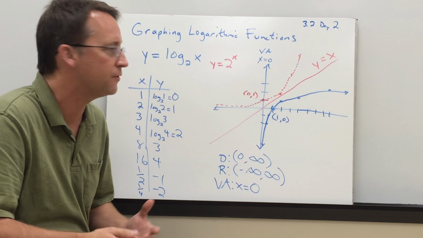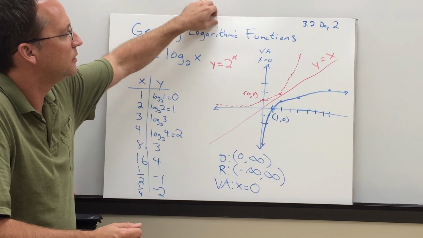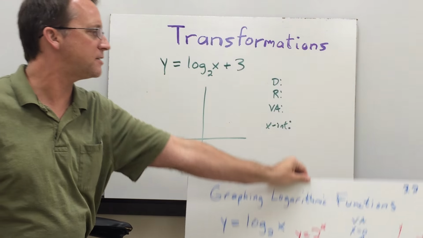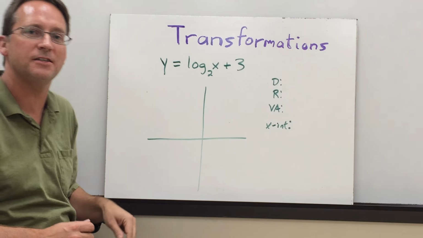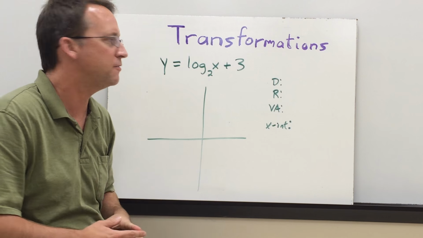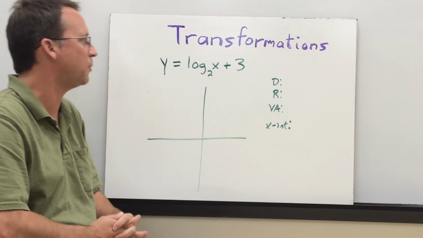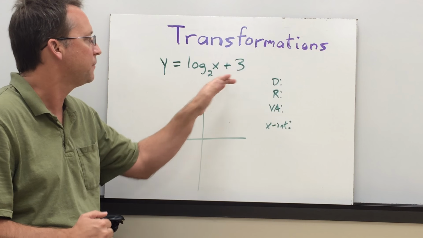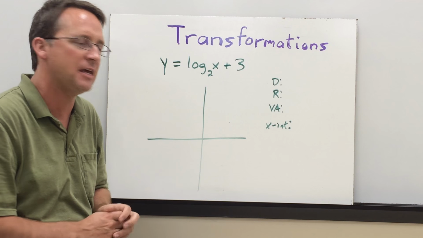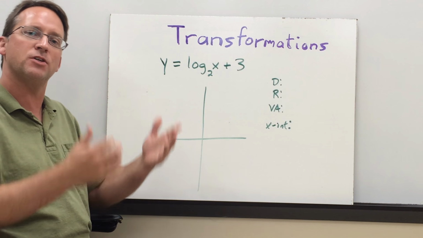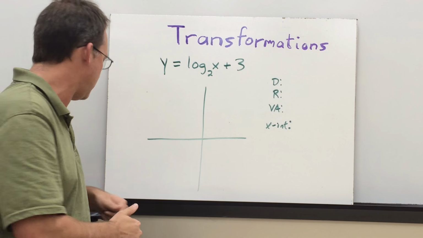Guess what comes next? If we graph the parent function, it's transformations. Hopefully that's purple enough that it'll show up on the video this time. What if we have that log base 2 of x graph and we add 3? Notice that plus 3 is tacked onto the end. Just like any other transformation, that plus 3 is going to move our graph up 3 units.